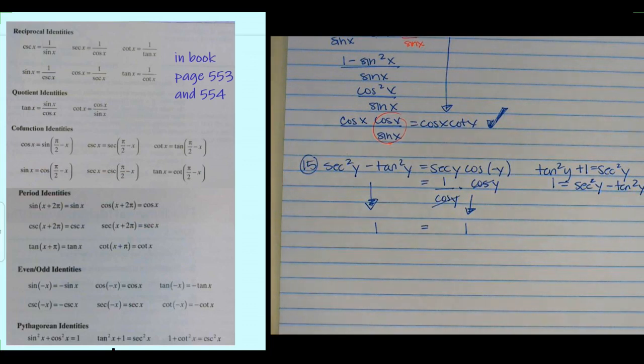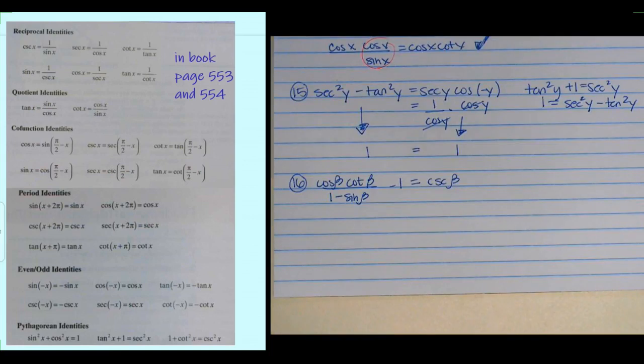That was 15. Okay, this one isn't as obvious to me as the last one, so I'm going to probably work on the left-hand side. It seems the most complicated, and see what will simplify out. So I have got cosine of beta. That fancy b is a lowercase Greek letter beta. So cosine of beta, cotangent of beta over 1 minus sine of beta minus 1 equals cosecant of beta. So let's see.